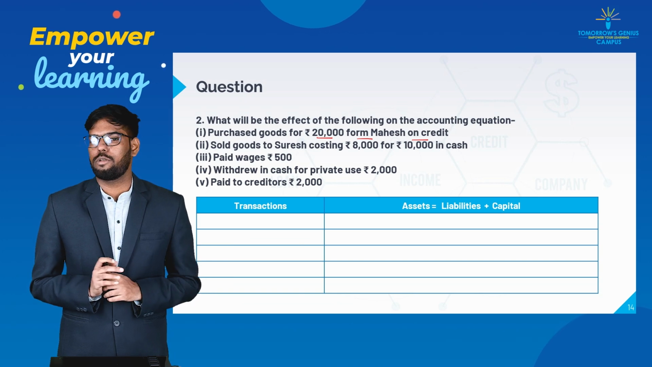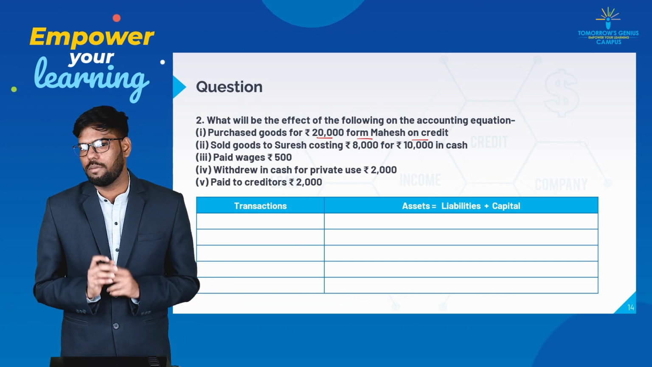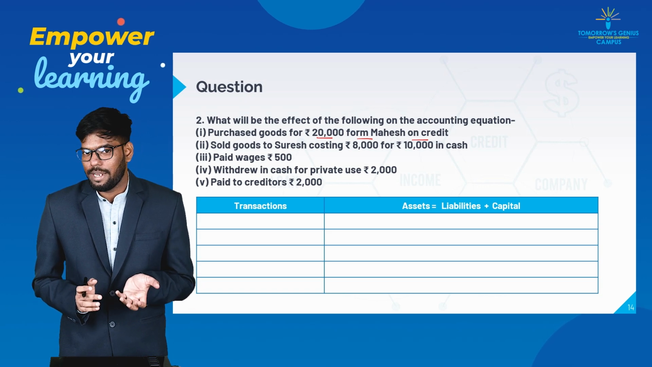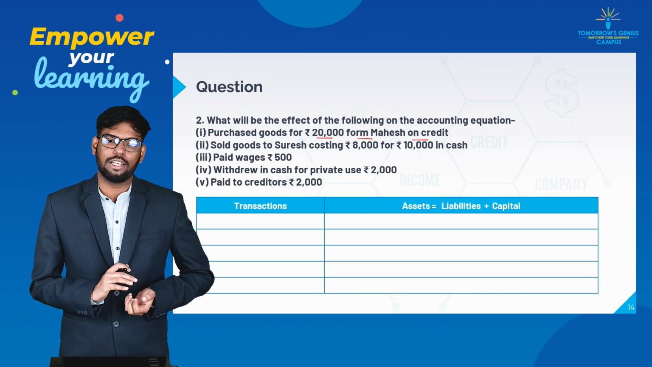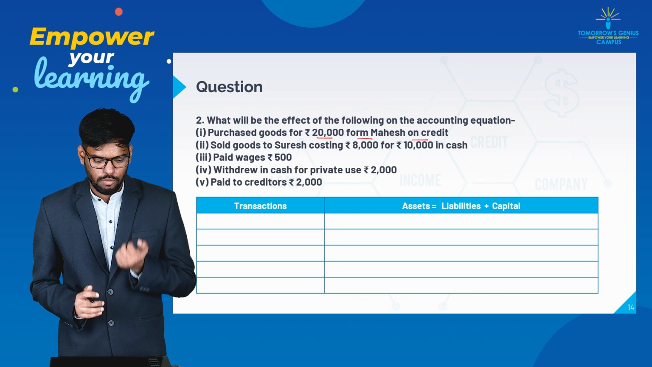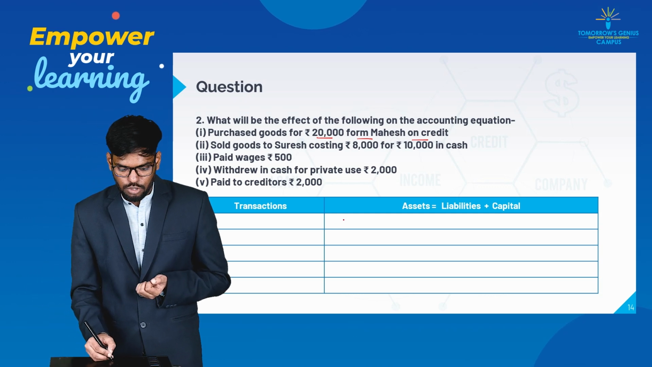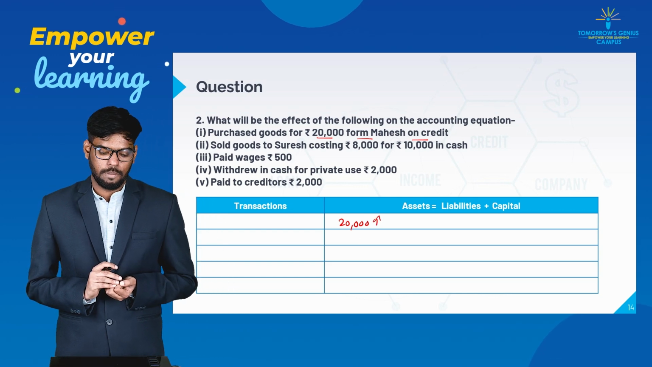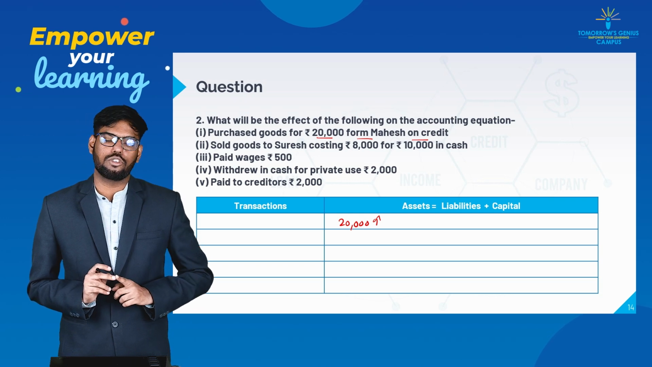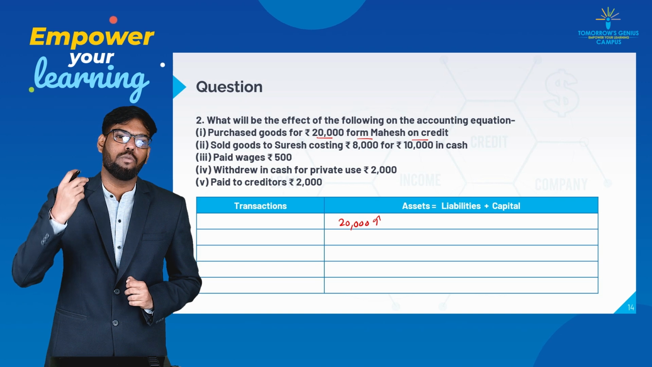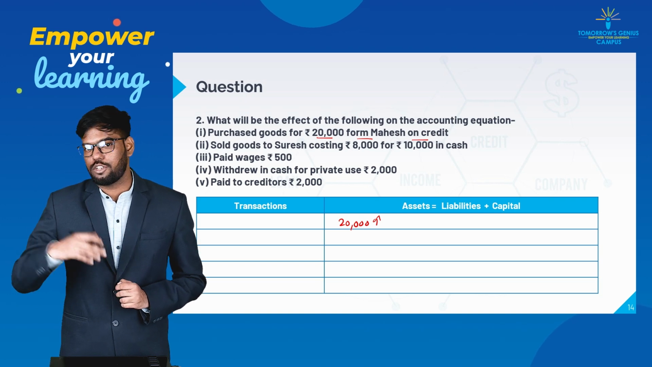That 20,000 rupees of goods is nothing but the stock for the business, and stock is always an asset, right? So I can say my stock will increase when you purchase 20,000 rupees of goods. Obviously, stock will increase. Stock is asset, so stock will increase by rupees 20,000. But sir, you have purchased these goods on a credit basis. You have to pay this 20,000 rupees to Mahesh after some period of time.